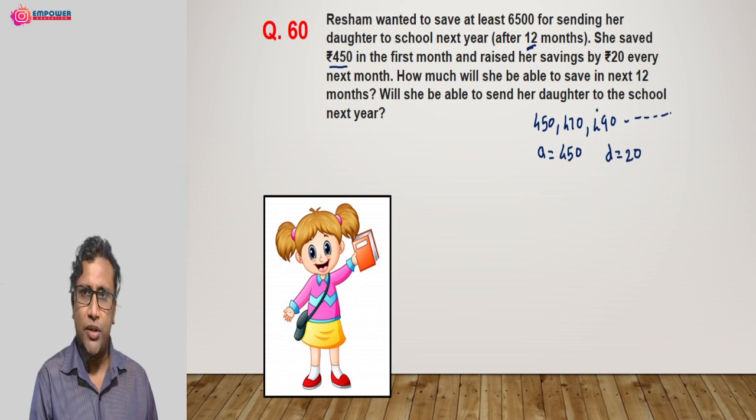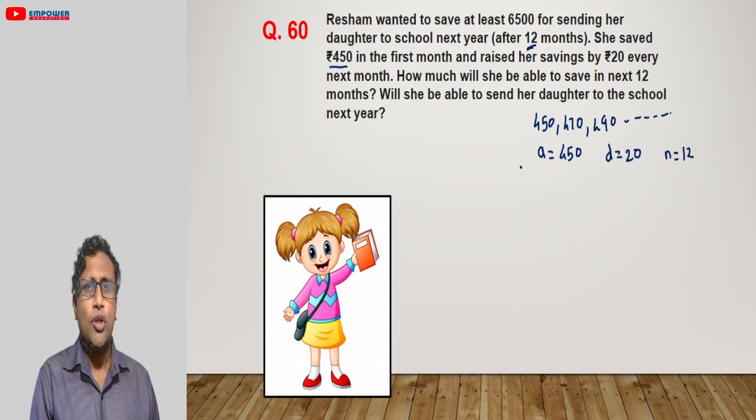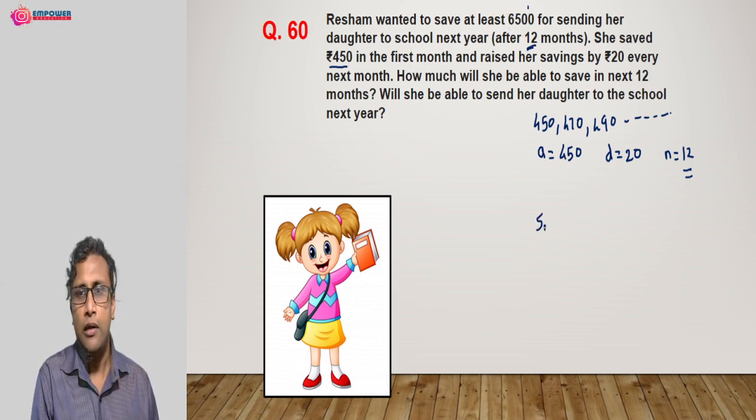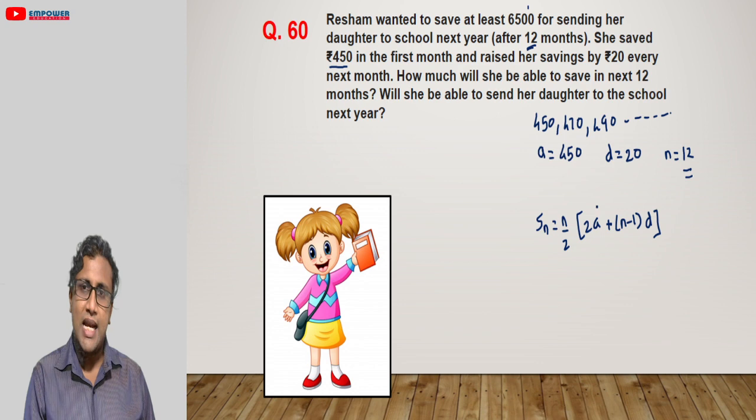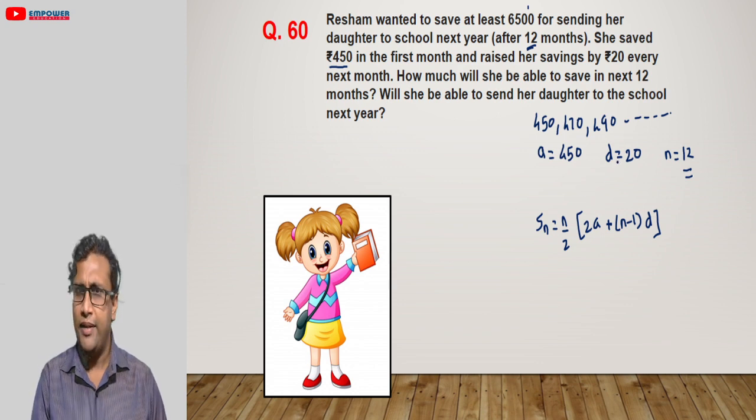How much will she be able to save in the next 12 months? So n we have used as 12. Will she be able to send her daughter to school next year? The answer to this question is very easy. You just have to see if in total n months she can save the 6,500 rupees. Just check that. We know the formula for Sn: Sn is equal to n by 2 in bracket 2a plus n minus 1 d. So you have to solve this question and put your answers in the comment box.